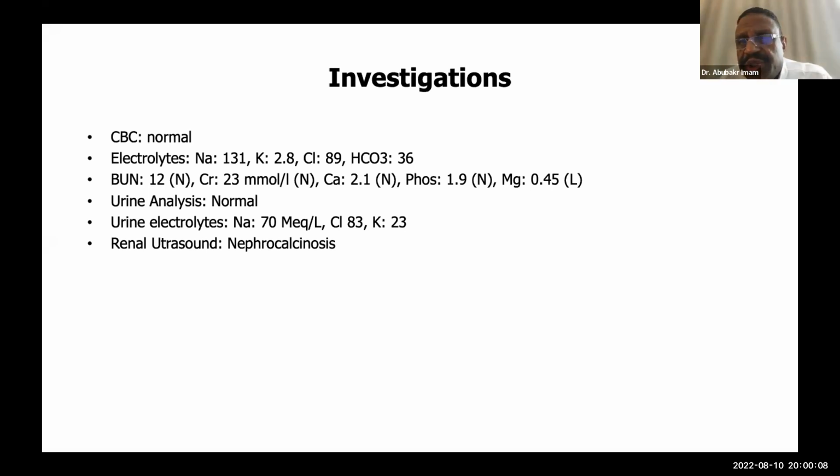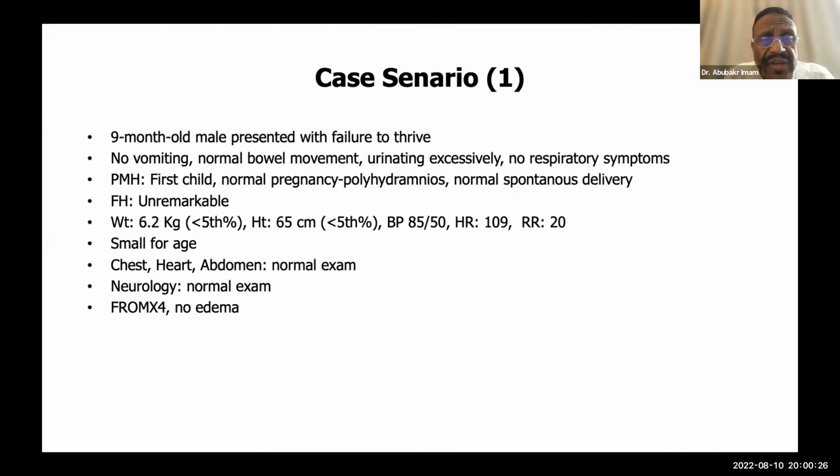I could have made this case more interactive and asked you, what would you do first? What would you do next? But I thought, as the first case I'm going to be discussing, let's try to put this case together. From the history of this patient, we have failure to thrive. We have, by history, and that's why history is very important, excessive urination, nothing else.